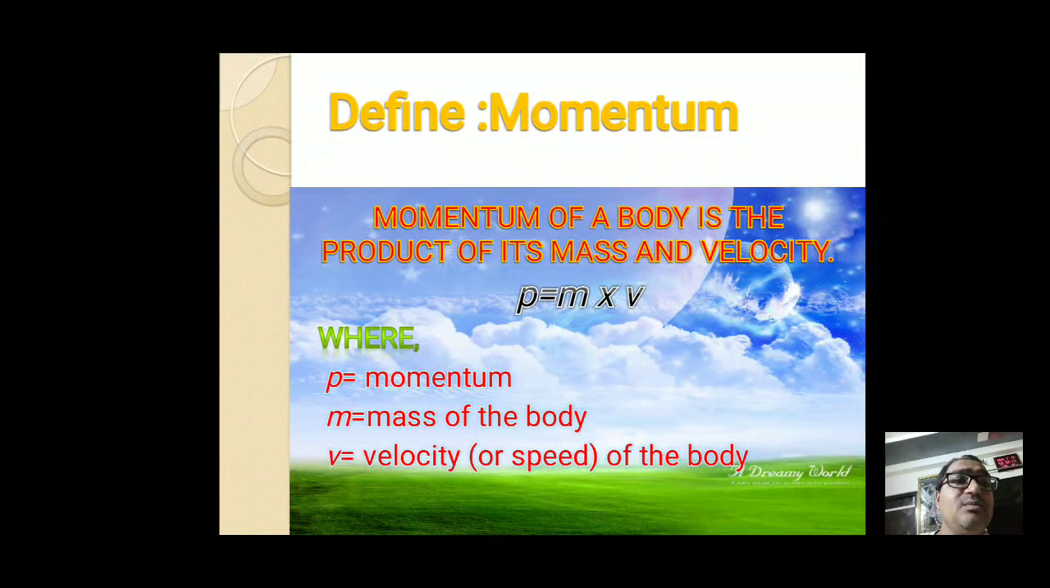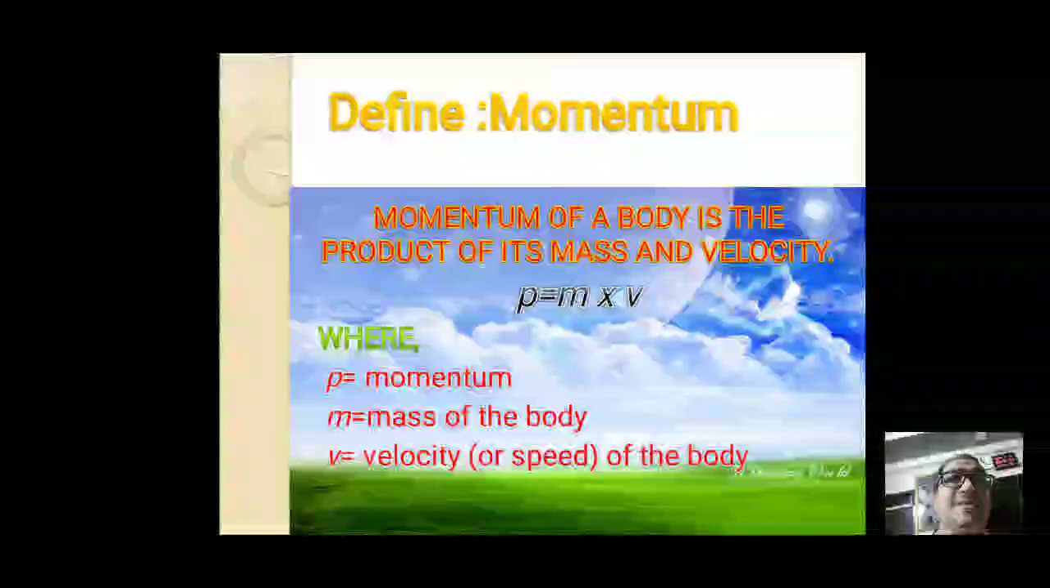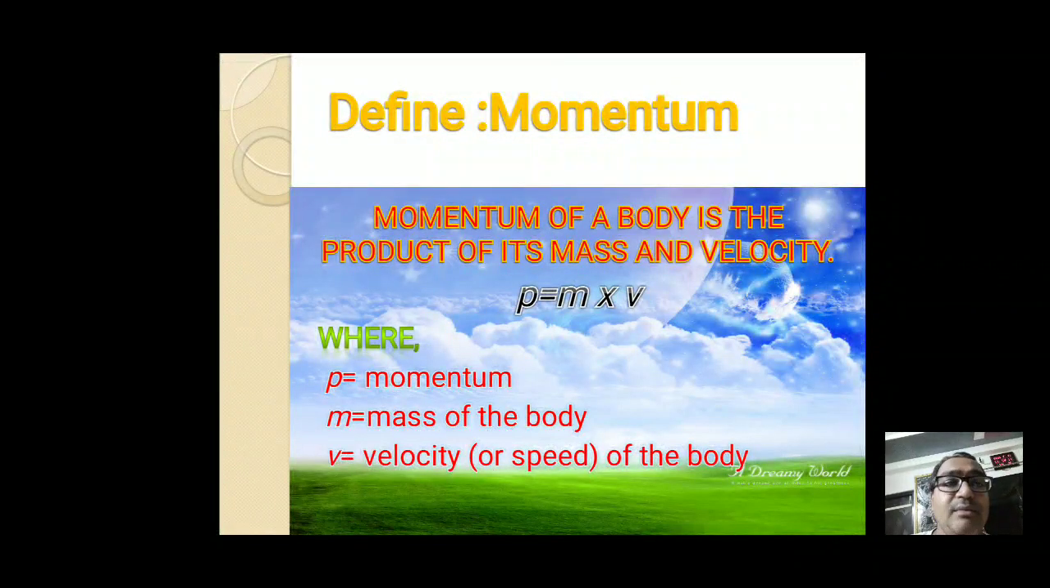And second, about momentum. What is momentum? You know very well now that the momentum of an object is the product of its mass and velocity. Momentum is denoted by P, and it is the product of mass and velocity, m multiplied by v. So momentum P is equal to m multiplied by v. P is momentum, m is the mass of the body, and v is the velocity of the body.